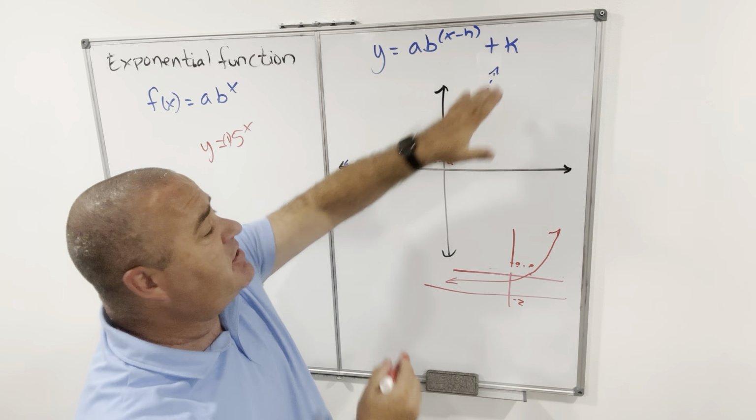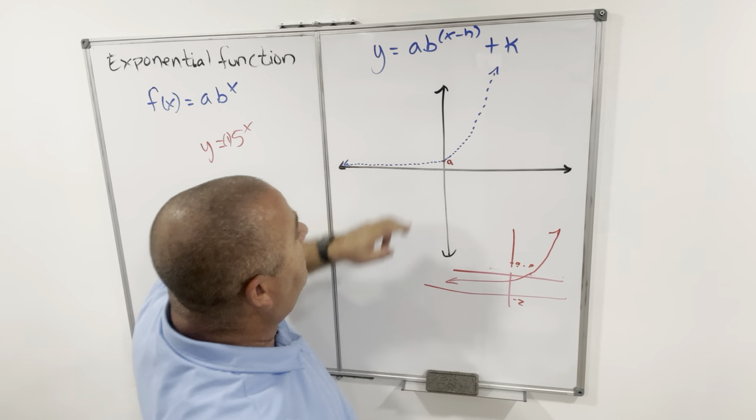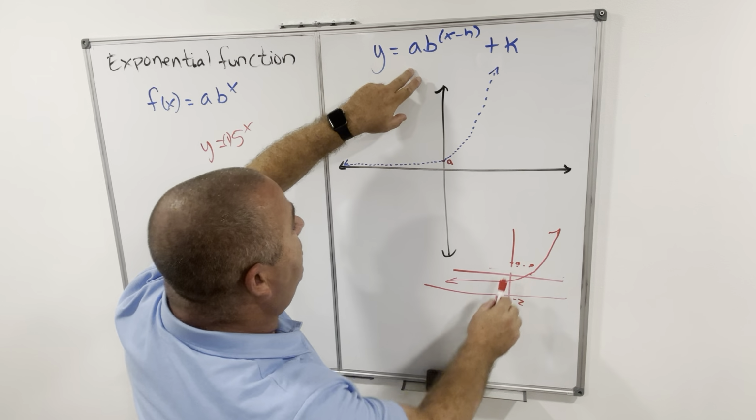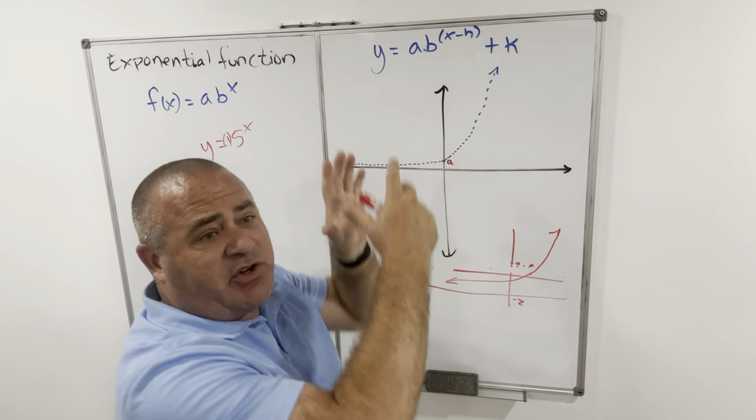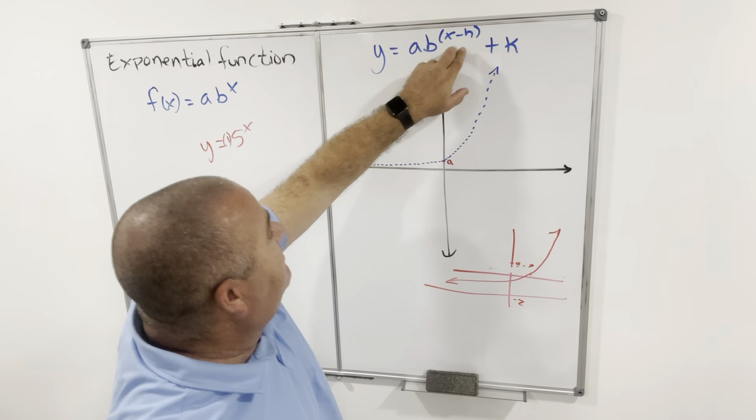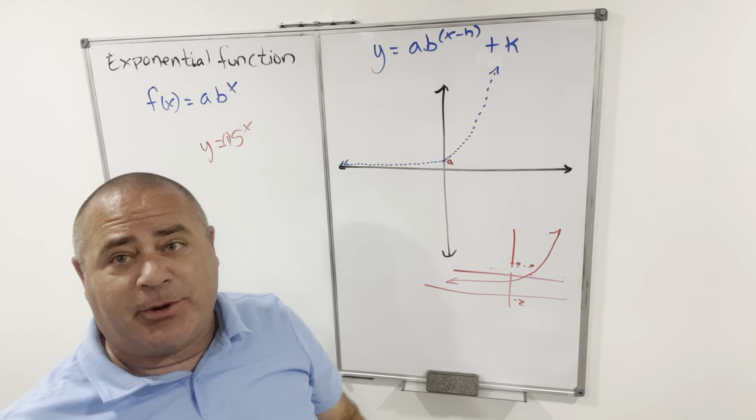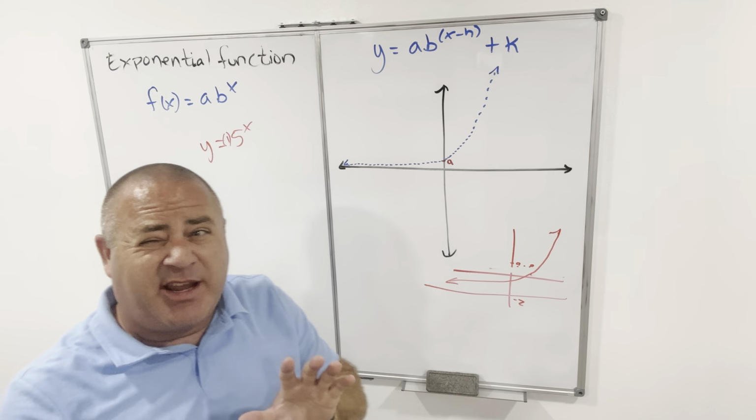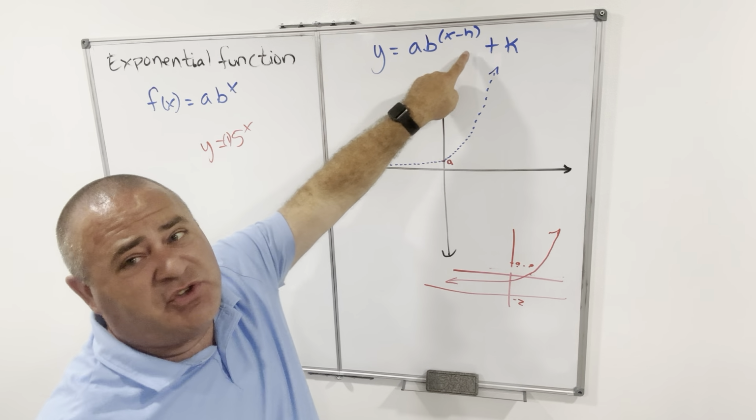So your k is going to determine your horizontal asymptote, your a is going to determine where it's crossing that axis, but your h is going to shift it left and right depending on what that h is. So that's kind of a quick introduction with how you graph. Get used to the h and k.